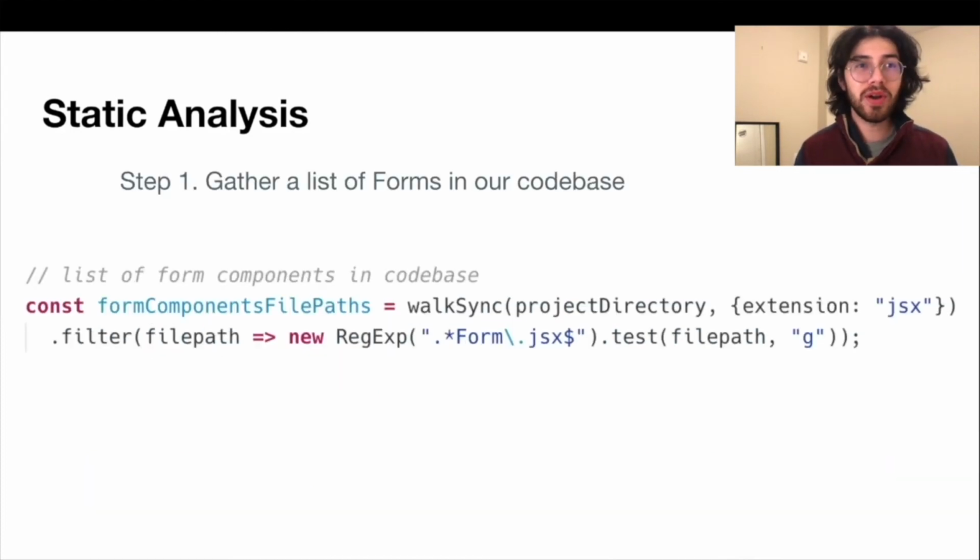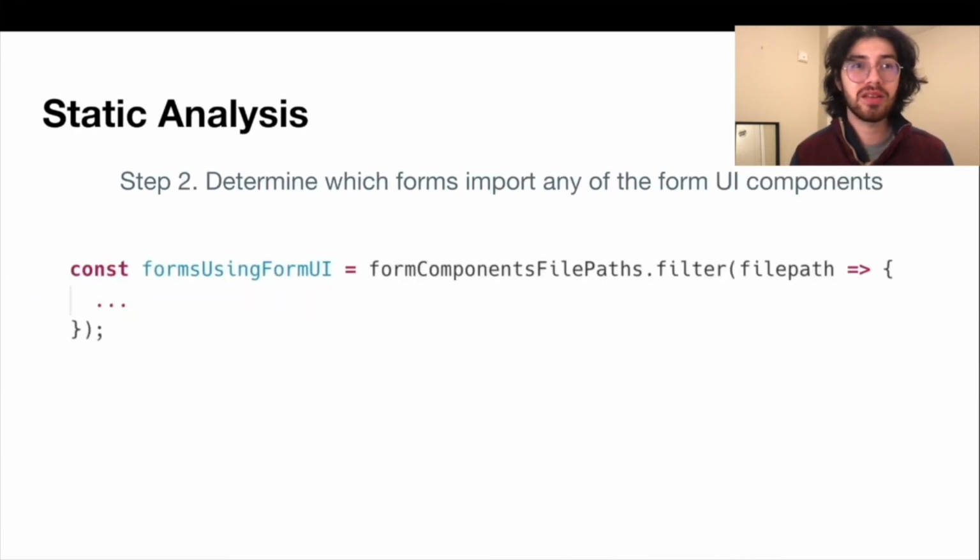So for step 1, it turns out for the theoretical codebase that we're working on, doing this is pretty simple. All forms have the convention of ending in form.jsx, so we can simply walk through our project directory and match for any component file that matches that regex. For step 2, in order to determine whether a form contains form UI components, we'll do what I described earlier. Check the form's import statements. And the way we'll be doing so is via JSCodeshift.